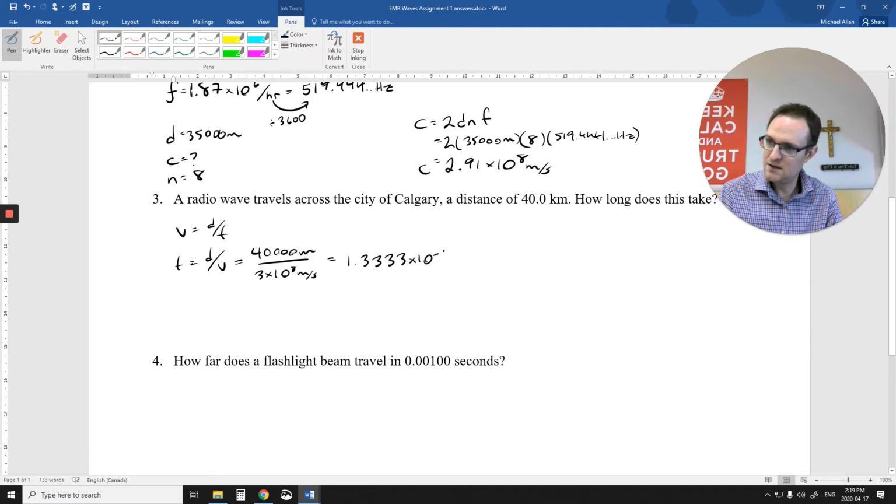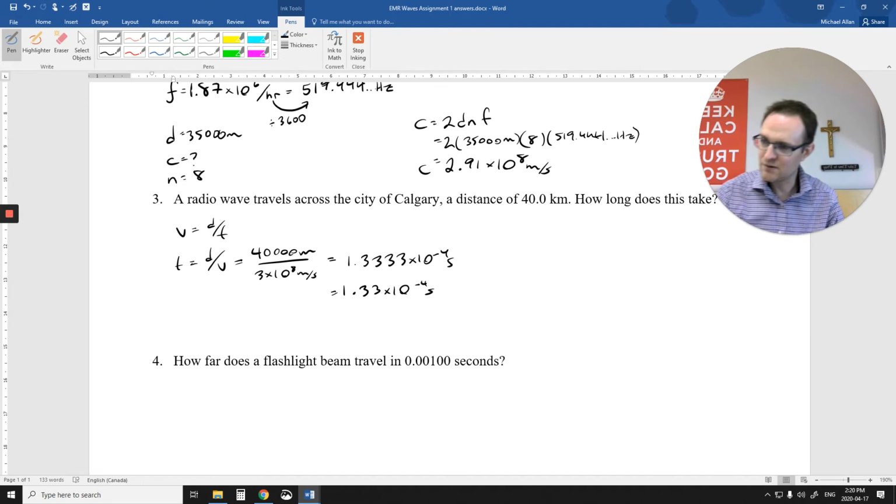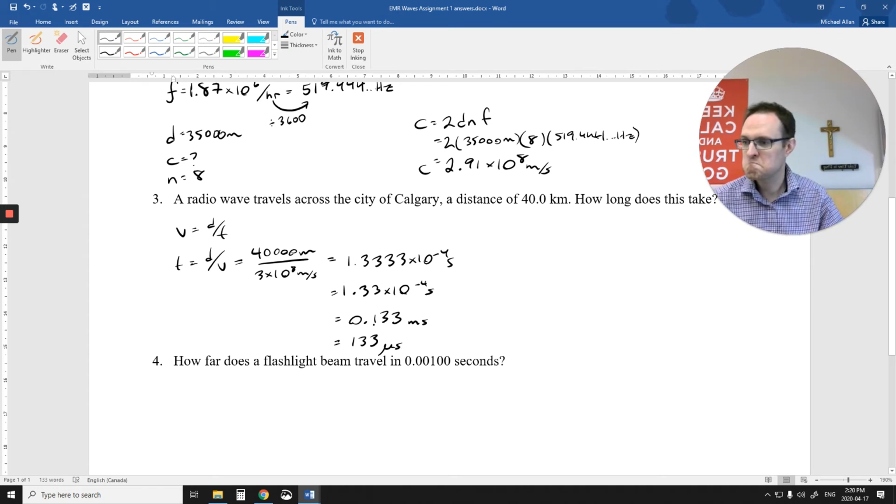So we get 1.3333 times 10 to the negative 4 seconds. I could just put that in 3 sig digs here. If you want to, you can change it to milliseconds, so I can divide it by 10 to the negative 3. I get 0.133 milliseconds. I want to change it to microseconds, I can do it again. Move my decimal place 3 times, and I get 133 microseconds.